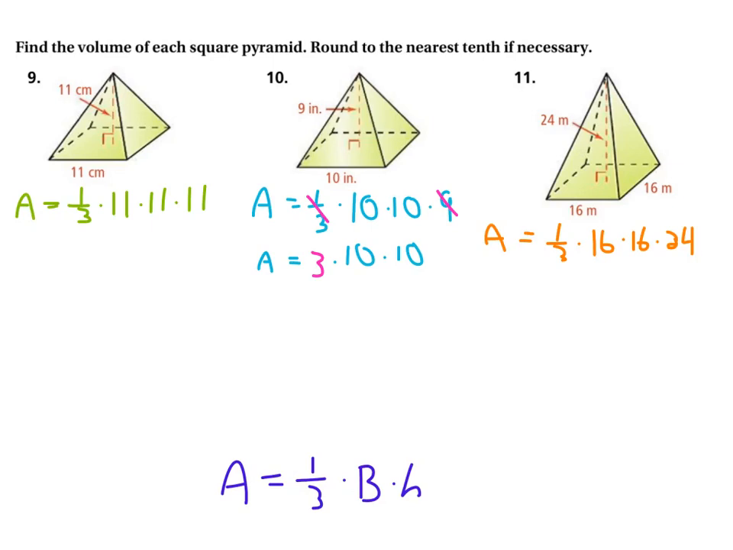Same thing for number 11. 24 is a perfect multiple of 3, so you could write the area. Well, let me do what I did on the other one, which is to say 1/3 of 24 is 8. And then you can write the rest of it as is. Area equals 8 times 16 times 16. Okay, those are all whole numbers multiplied together, so you're going to get a whole number.